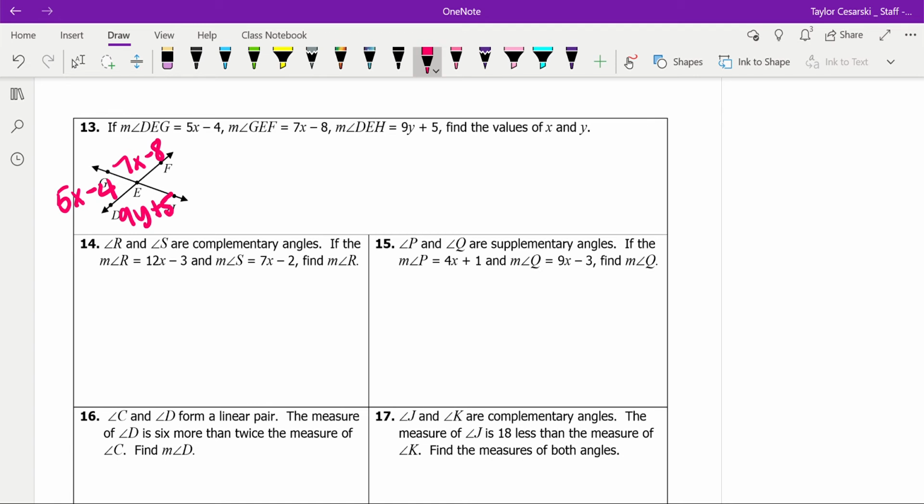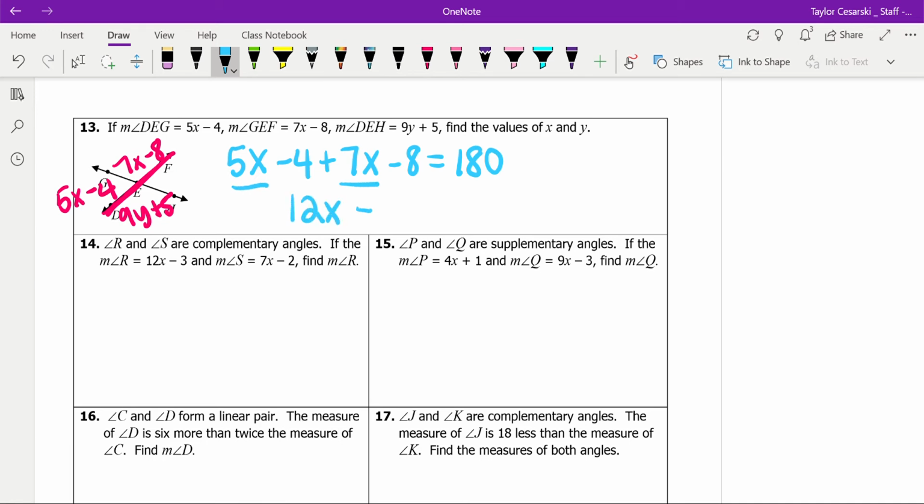All right, so first thing I noticed is I have two things with x's and only one thing with y. So I'm going to go ahead and deal with the x stuff first. Now, both of these angles form a straight line, and I know straight lines add up to 180 degrees. So to set this up, I have 5x minus 4 plus 7x minus 8 equals 180 degrees because those form a straight line. Combine like terms: 12x minus 12 equals 180.